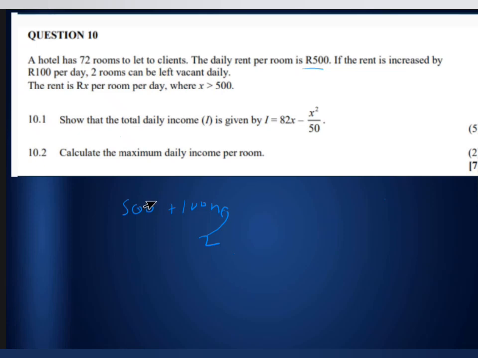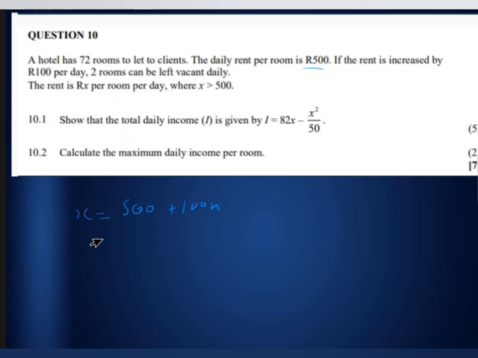So day 0 is like today, then day 1 is the next day, then day 2 is the day after tomorrow, right? So then it means that we're going to represent it in this formula. So I hope you understand why I put it in this form, right? So it depends on the number of days. The number of days determines how much will be added on top of 500. So this is X, right?